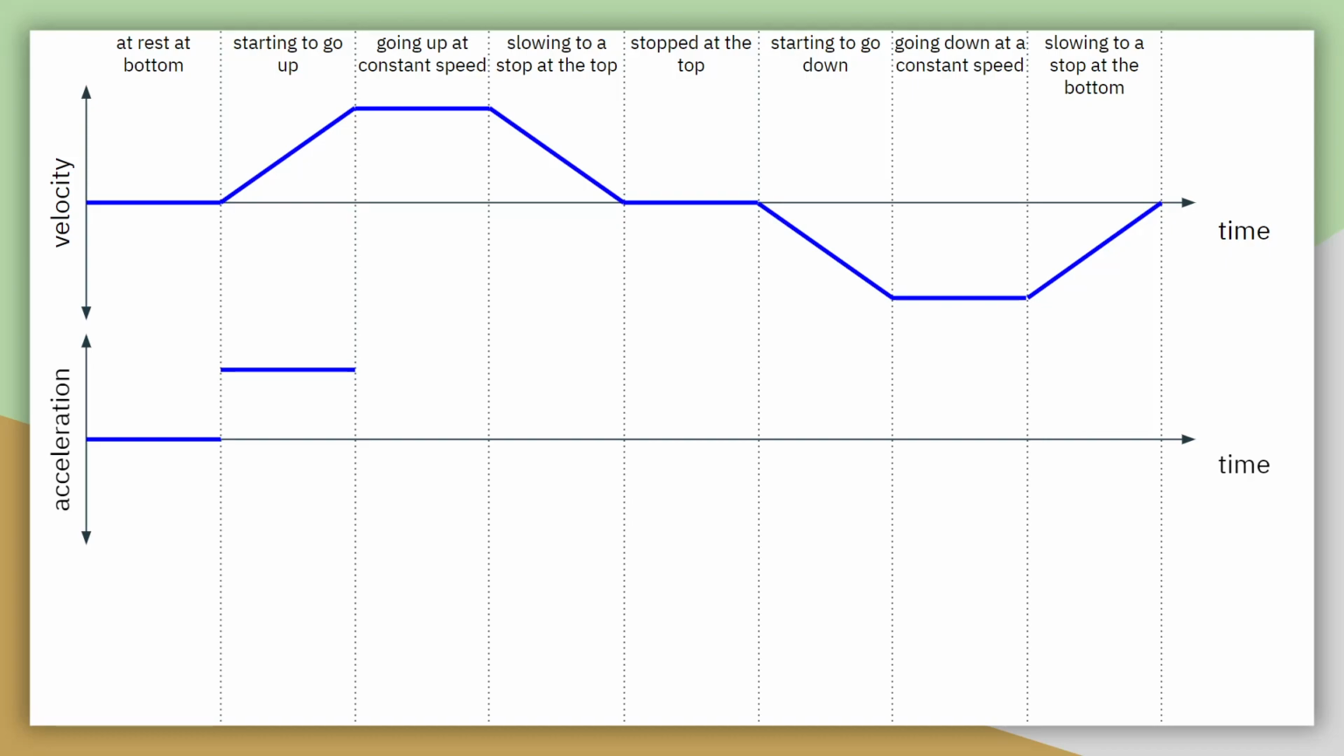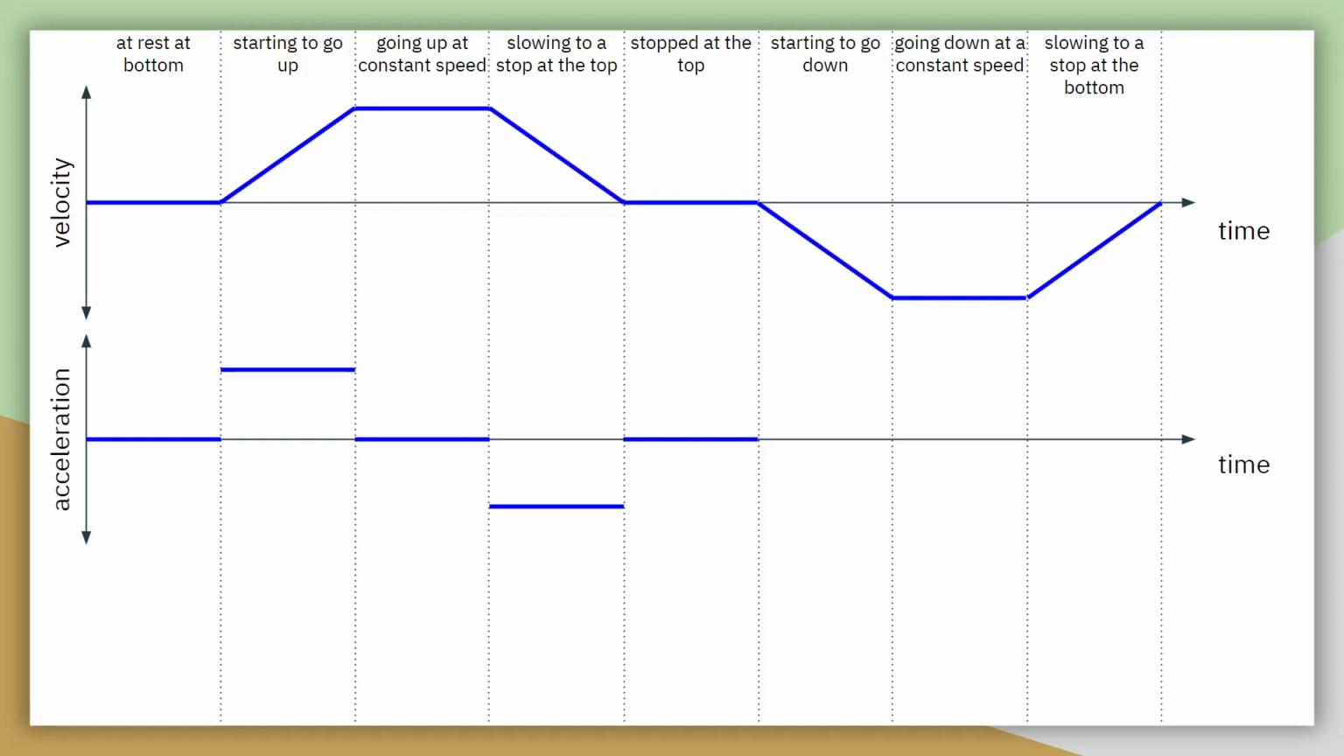When the elevator is going up at a constant speed, that is a horizontal line on the velocity time graph, or a slope of 0, which means the acceleration returns to 0 in this region. When the elevator is slowing to a stop at the top, we have a negative slope on the velocity time graph, so we have a negative acceleration on our acceleration time graph. When the elevator is stopped at the top, that's a horizontal line on the velocity time graph. So that's an acceleration of 0 on the acceleration time graph.